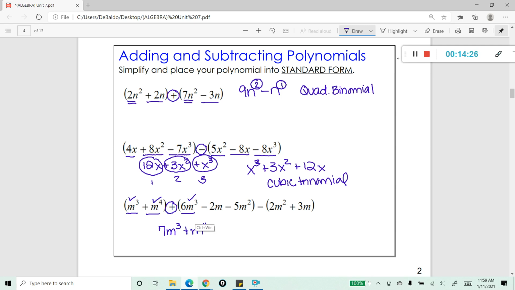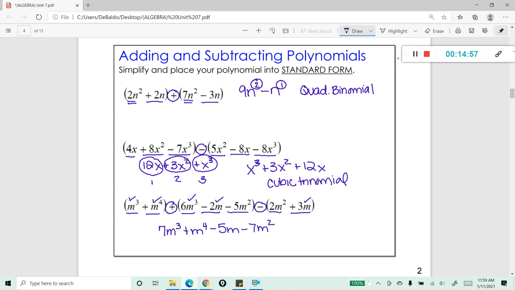Now go ahead and try the other terms. I'll just start with the next one in line. Negative 2m. And it looks like I have positive 3m over here. So negative 2m minus 3m is going to leave me with negative 5m. So those two terms are done. And then of course I have the last two. Negative 5m squared minus 2m squared, leaving me with negative 7m squared.